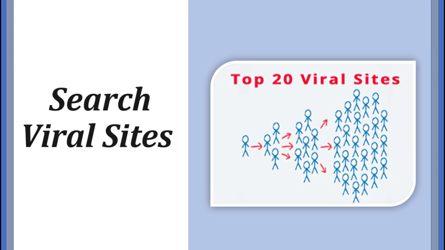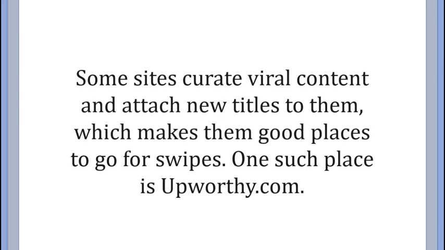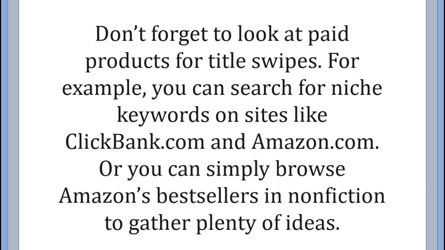Here's the next idea. Search viral sites. Some sites curate viral content and attach new titles to them, which makes them good places to go for swipes. One such place is Upworthy.com. Browse marketplaces. Don't forget to look at paid products for title swipes. For example, you can search for niche keywords on sites like clickbank.com and amazon.com. Or you can simply browse Amazon's bestsellers in nonfiction to gather plenty of ideas.